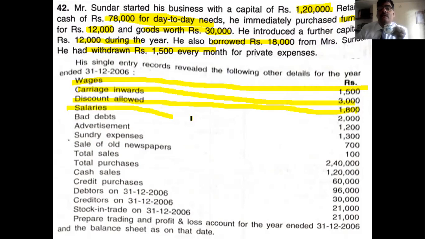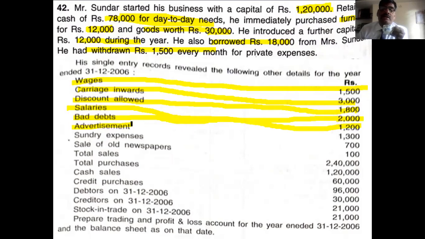Salary is a cash item. Take in the cash book. Salary is a cash account. Take in the cash book payment side, then take to the P&L account. Bad debt is a non-cash item. Take to the debtors account. Debtors account credit side, P&L account debit side.